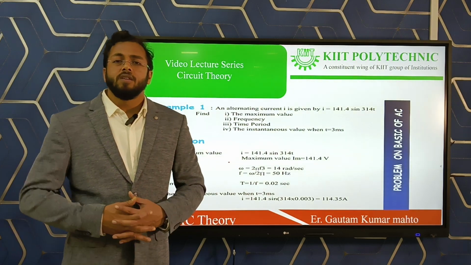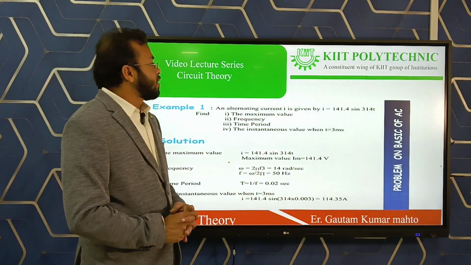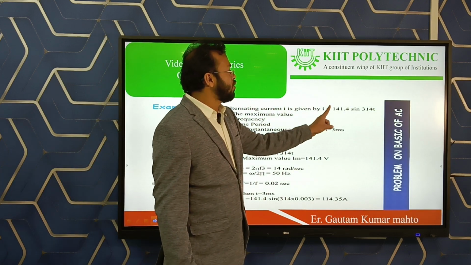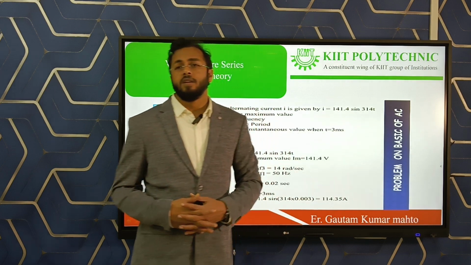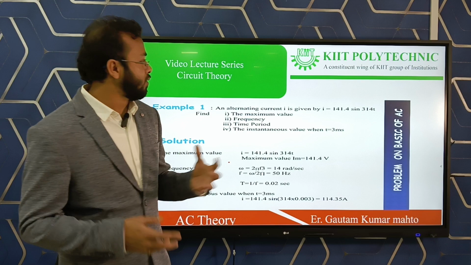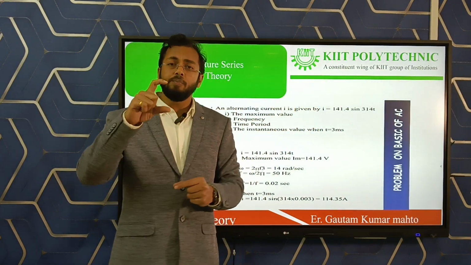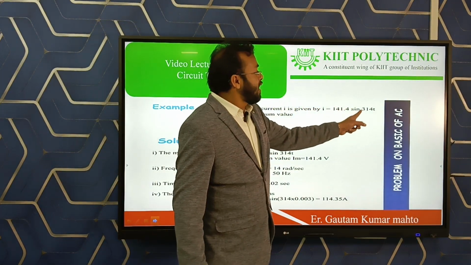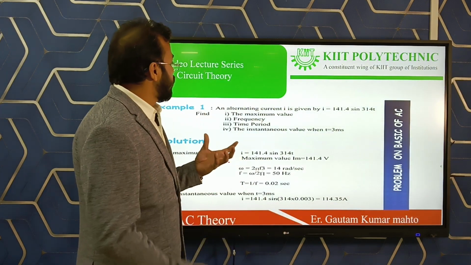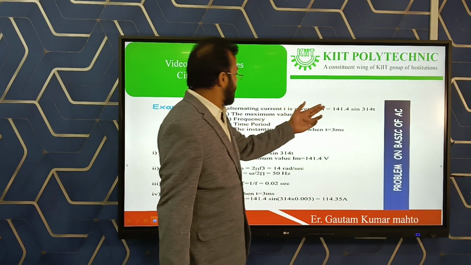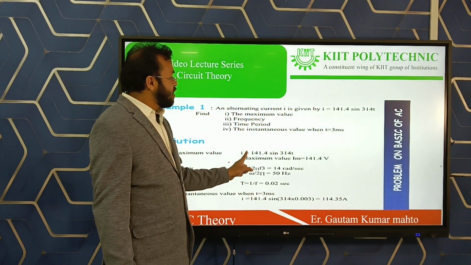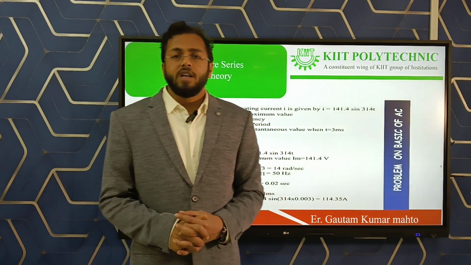Now one question is there based on this concept. Here an alternating current I is given by I is equal to Im sin omega t. Here Im is the maximum value, that is the peak value. In sin omega t, omega is the angular frequency, omega is 2 pi f. So here I can compare and calculate the maximum value by comparing with the I is equal to Im sin omega t concept.